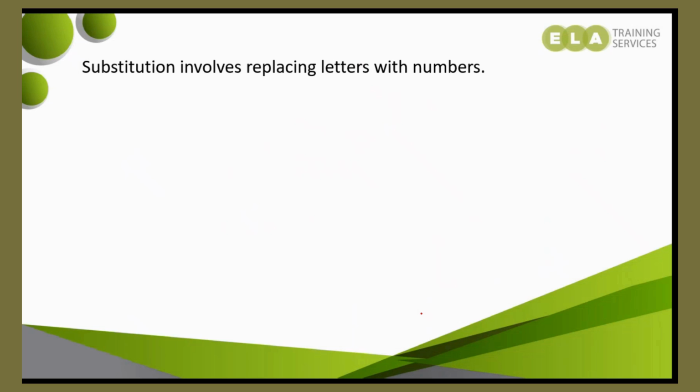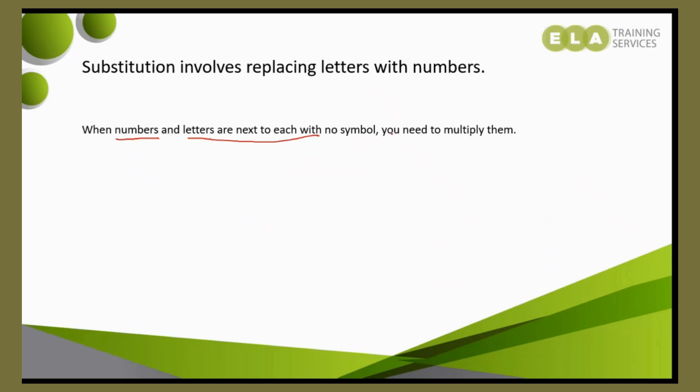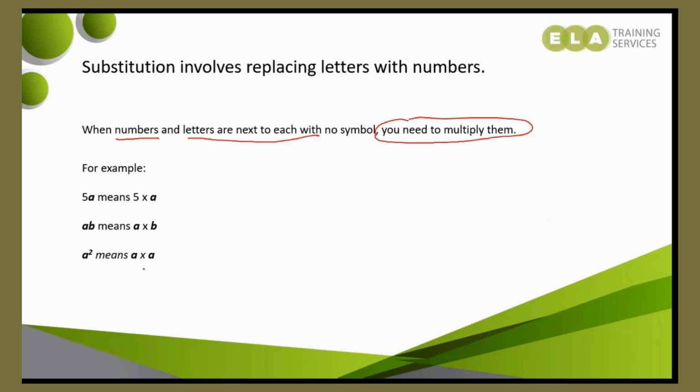Substitution is far less complicated than any algebraic equation because you are often, and will be in your exam, given what the numbers or the letters are equal to. So, for example, some rules to help you remember: when numbers and letters are next to each other, you need to multiply. So 5A means 5 lots of A. AB means A times B, and A with a little 2, as we know before, means squared, so A multiplied by A. And you will often be given what A is and then asked to calculate the answer.